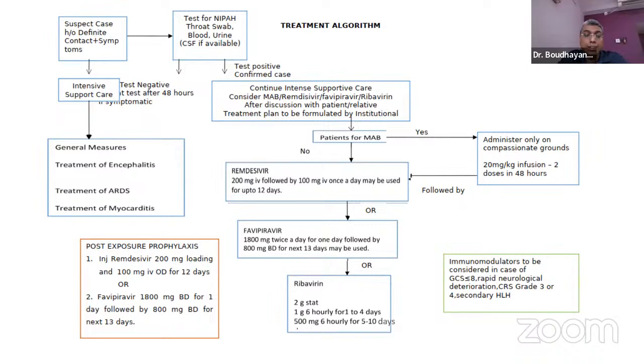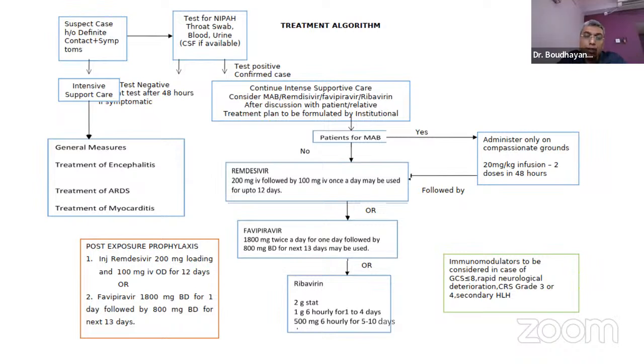We can have this complication, and if it is positive, we can ask for this monoclonal antibody on compassionate ground, because we do not know whether this monoclonal antibody will be working or not, because this study has not been done on Nipah viral infected patients. This has been done in Australia with Hendra viral infection. So we can give monoclonal antibody followed by remdesivir 200 mg stat followed by 100 mg once a day up to 12 days. So 12 days of remdesivir.